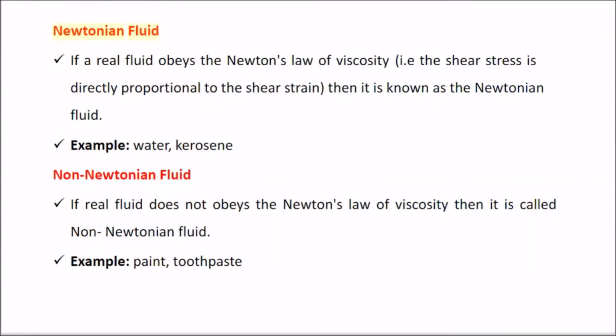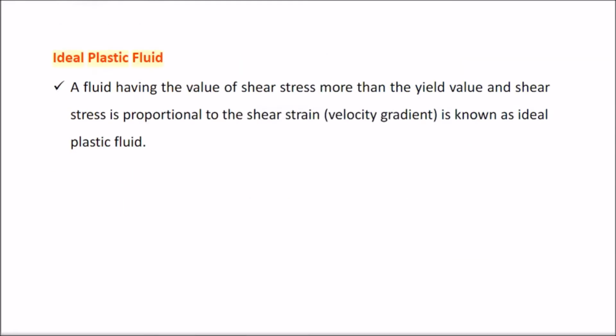Newtonian fluid. If a real fluid obeys Newton's law of viscosity, i.e. the shear stress is directly proportional to the shear strain, the fluid is known as a Newtonian fluid. Example: water, kerosene. Non-Newtonian fluid. If a real fluid does not obey Newton's law of viscosity, then it is called a non-Newtonian fluid. Example: paint, toothpaste. Ideal plastic fluid. A fluid having a shear stress value more than the yield value, where shear stress is proportional to the velocity gradient, is known as an ideal plastic fluid.